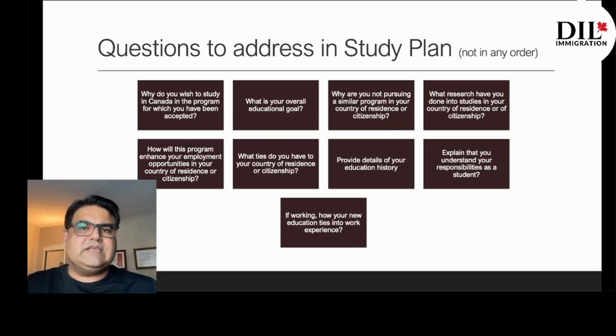So let's talk about the next thing, which is to explain that you understand your responsibility as a student. This could be in the conclusion or declaration, in the sense that you're basically mentioning that you are a bona fide student, you would comply with the conditions of your study permit, which typically are that you will not do any kind of illegal, unauthorized work, and that you would be a full-time student actively pursuing your studies.